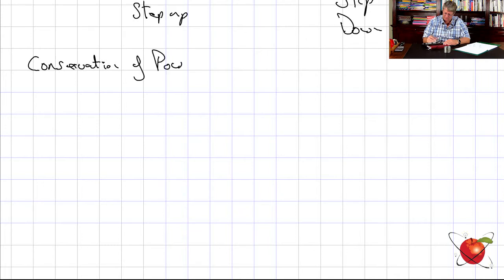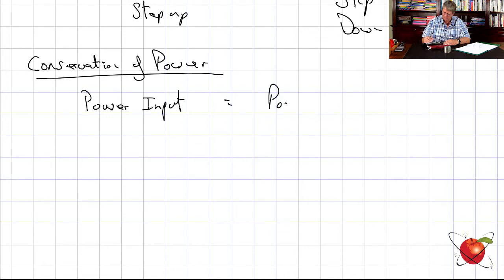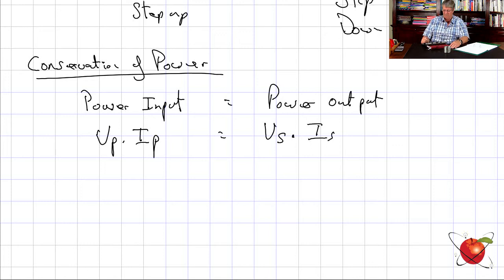Conservation of power. What they actually mean is that power input must be equal to power output, which means V primary times I primary must be equal to V secondary times I secondary. Remember, power in, VP, IP. Remember, you've got to use your RMS, depending upon what you've been given. We're using RMS here. Must be equal to voltage secondary, I secondary.